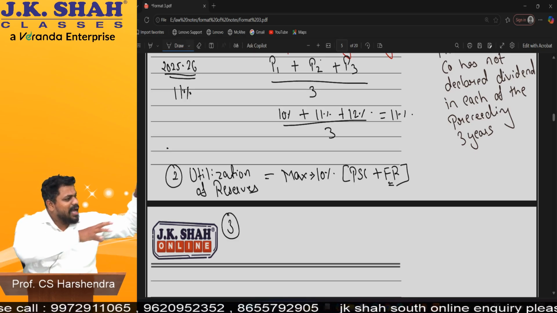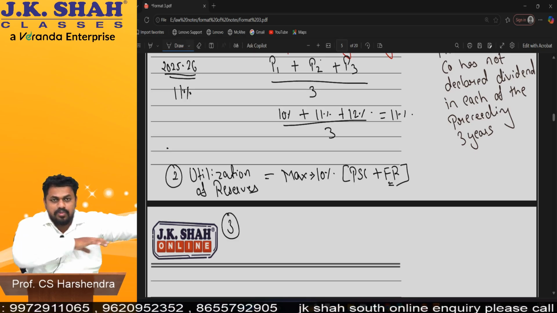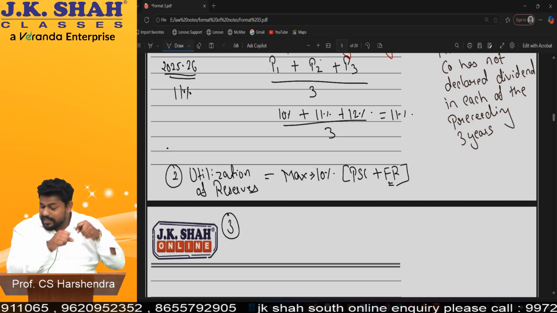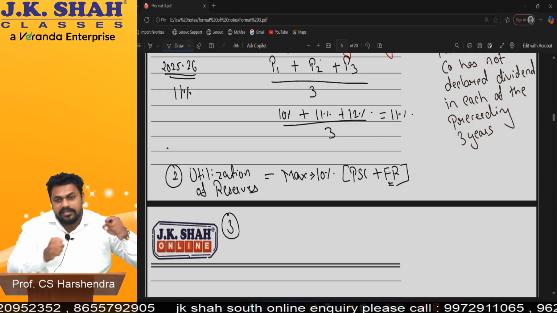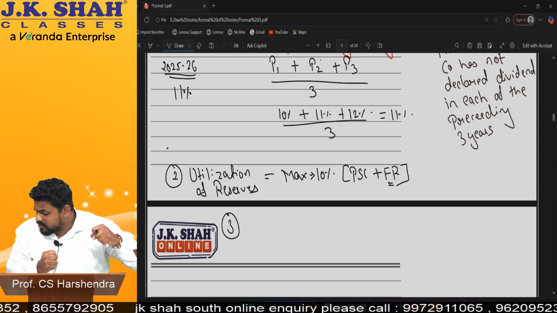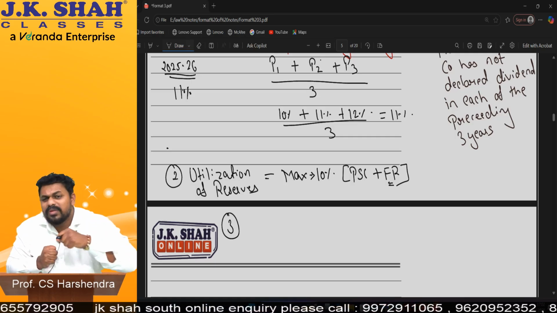Sir, for example, I took 200 rupees from the free reserves. Then I have, like, this 100. Okay, I took money from the free reserves. Then I have to look back into the free reserves. In the free reserves, some minimum balance should be there.